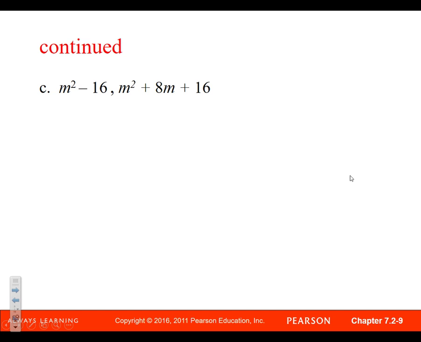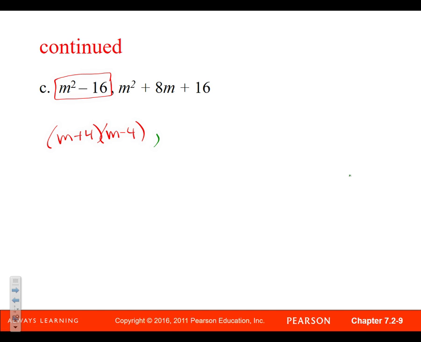All right, cool. Looking at this one. Let's take a look at this first term, m squared minus 16. I know that that can be factored, correct? Because it's a difference of squares. So I've got m plus 4 and m minus 4.